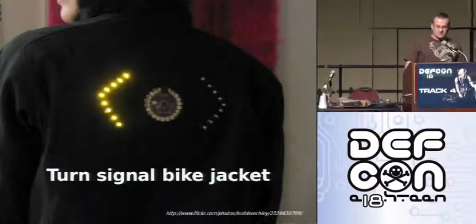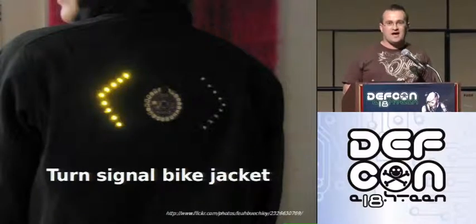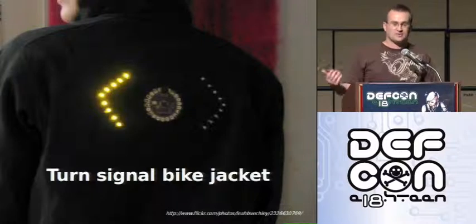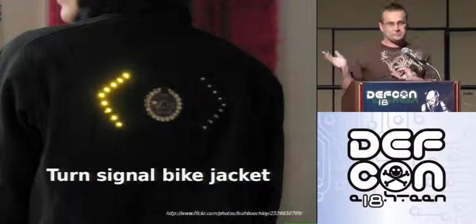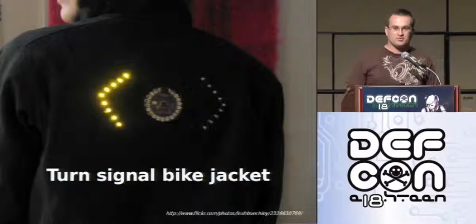This is a turn signal jacket. Basically, when you're riding along at night, you want to be able to show people which way you're turning. It has little switches at the end of the sleeves, and you basically indicate which way you're going, and it will send your lights one way or the other, and hopefully people avoid driving into you.